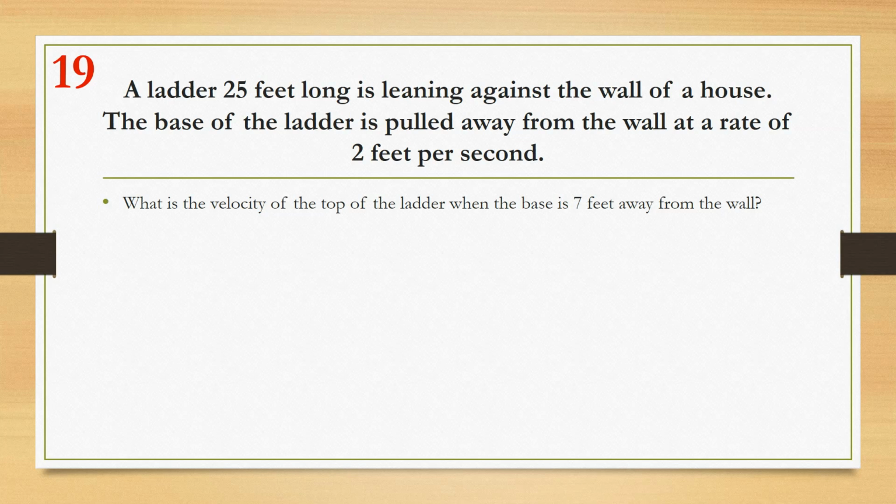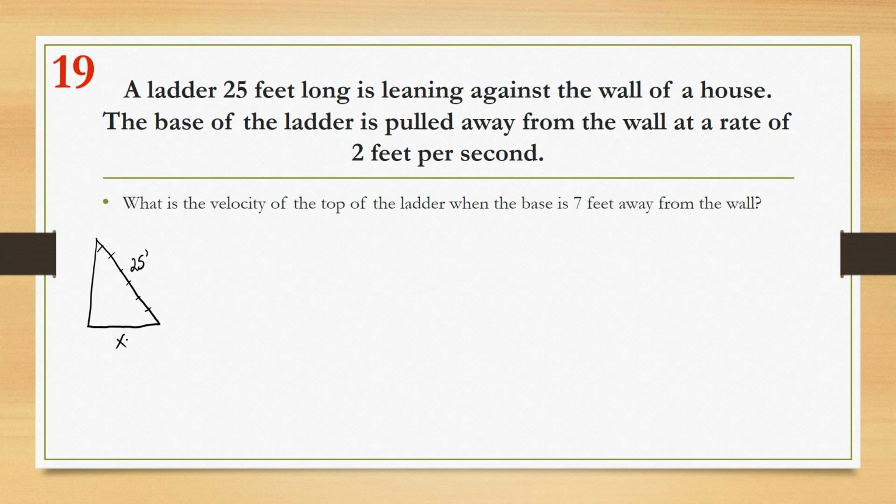Problem 19. A ladder 25 foot long is leaning against the wall of a house. The base is pulled away from the wall at a rate of 2 feet per second. So we get us a nice little picture here. This is the ladder. It's 25 feet long.